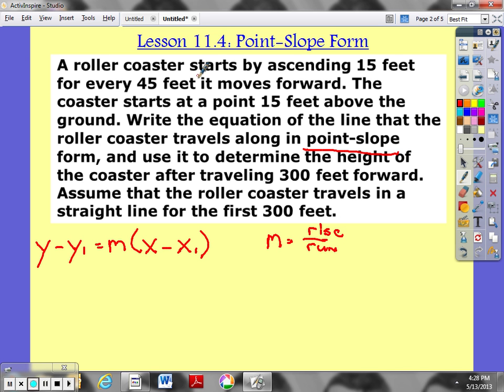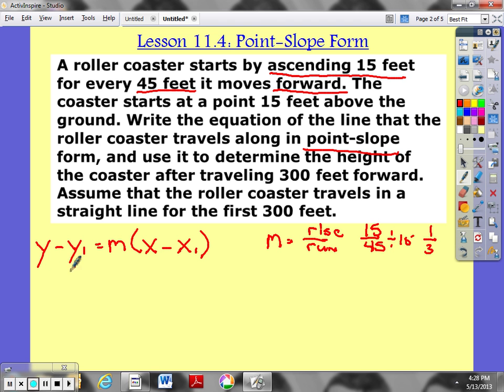Going back to this problem, a roller coaster starts by ascending. Ascending means to rise. It's ascending 15 feet for every 45 feet it moves forward. So my rise is 15 feet. My run is 45. Now, I don't like that because I know I can simplify that. I can divide both by 15. That gives me 1/3. So there is my slope.